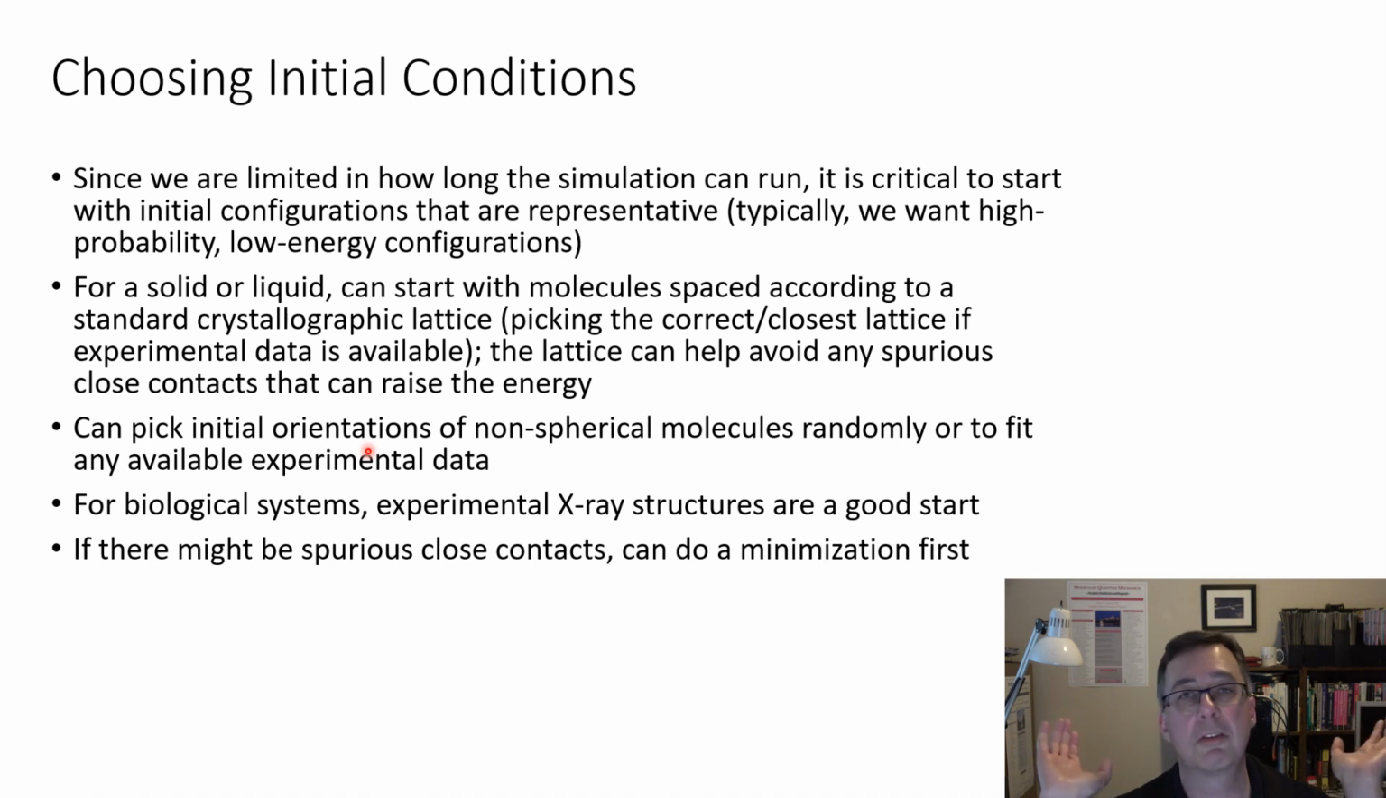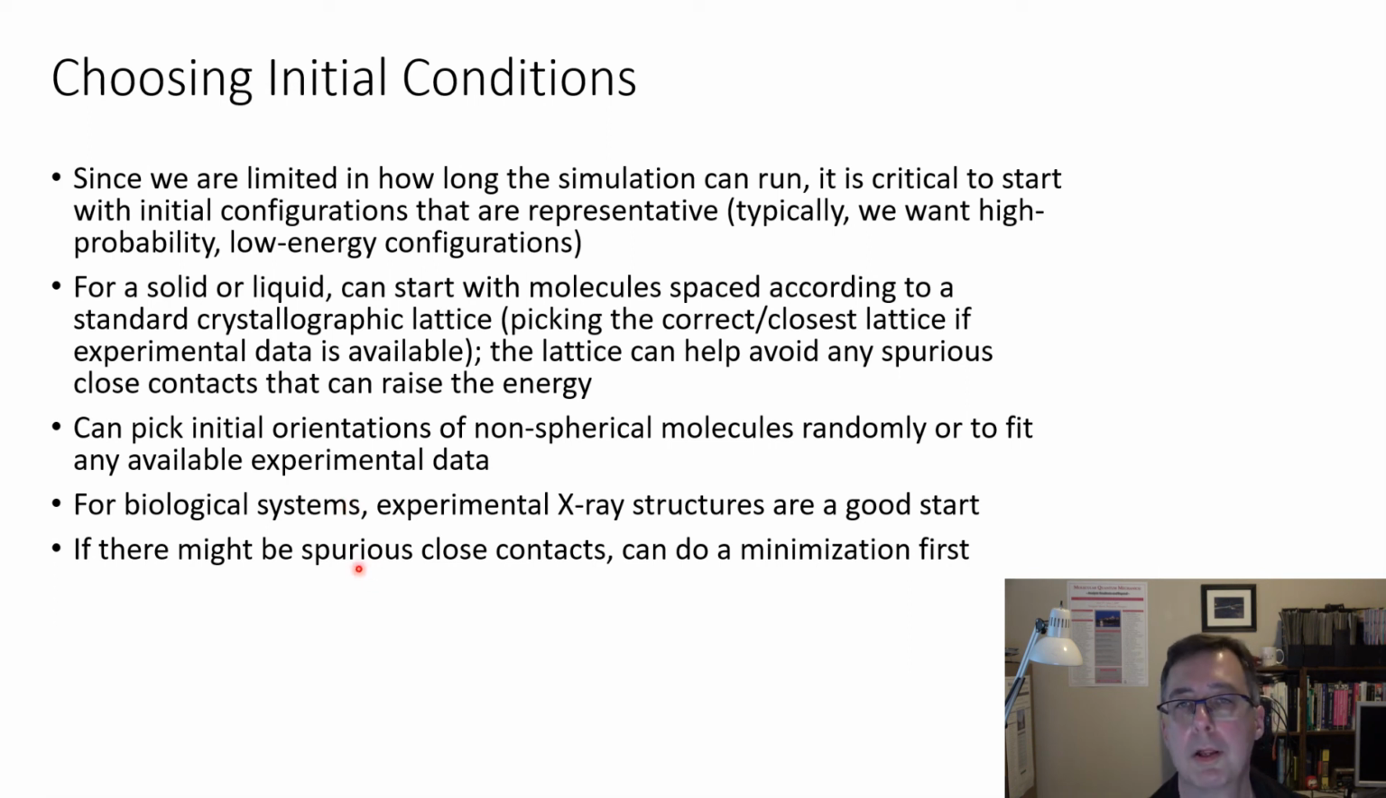And there I can just guess randomly and randomize each one, and hopefully that gives me something reasonable. Maybe I have some experimental data I can try to match that up with, and maybe I don't. It depends on the situation. If I'm lucky enough to have an X-ray structure of it, then great, I can start with that. I may have that, I may not, it depends.